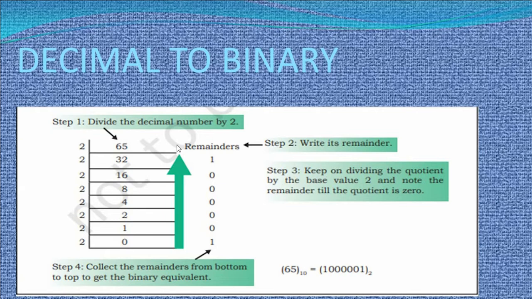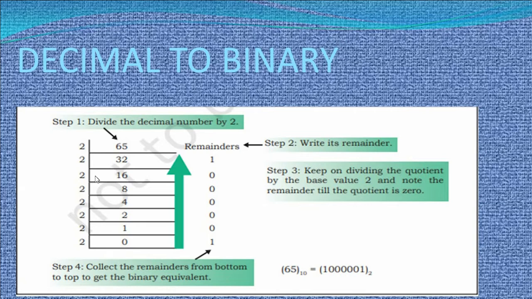And every time we see that the number is not completely divisible, we add the remainder as 1. So when we divide 65 by 2, we get 32 as the quotient and 1 as the remainder. So we place 1 in the remainders column. Then we divide 32 by 2 and we get the quotient as 16. Now, since there is no remainder, we put 0 in the right hand column.